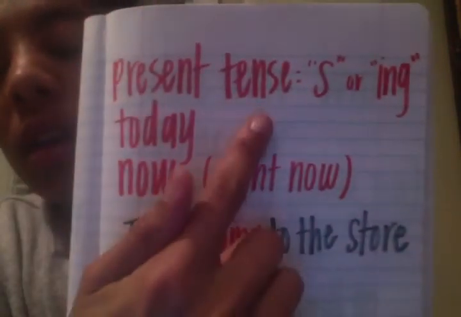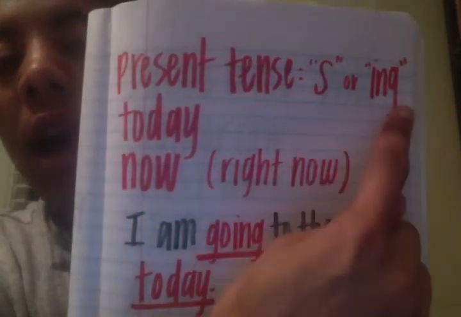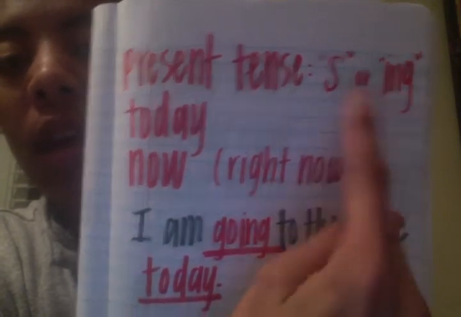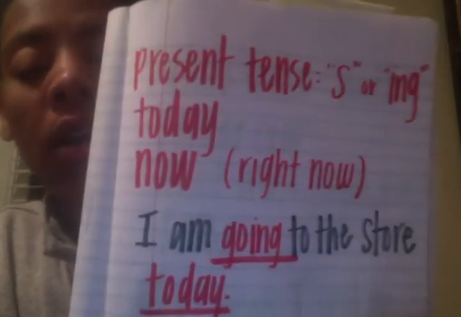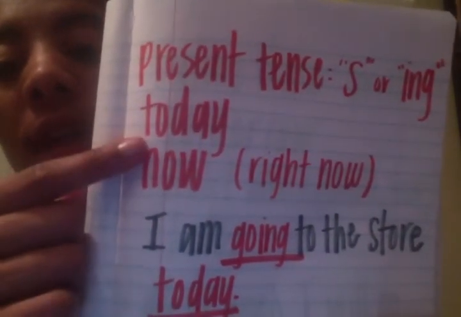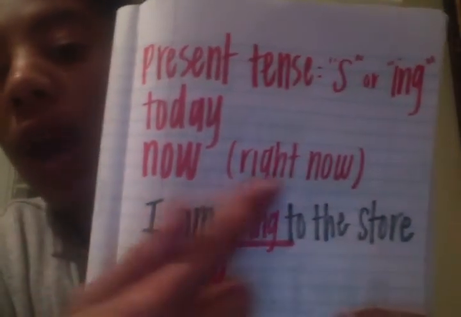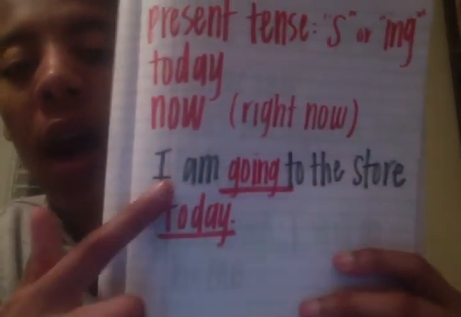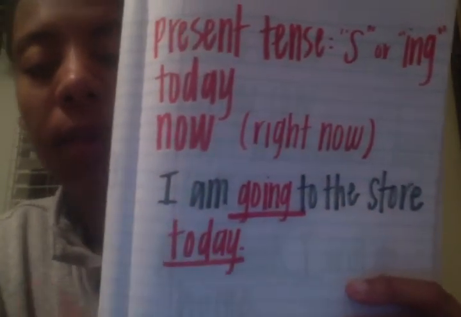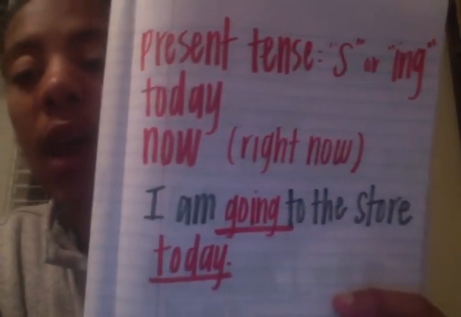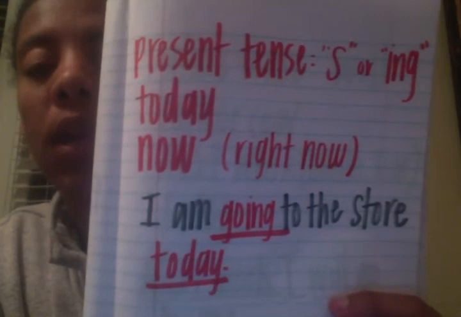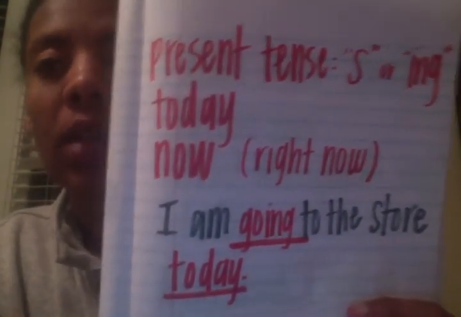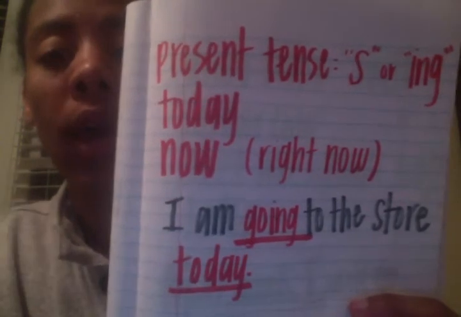Next we have present tense. Present tense verbs, we have an s or ing at the end of them. Our indicator words for present tense are today, now, right now. I am going to the store today. Today tells me that it's happening in the present. And going with the ing ending tells me that it's also happening in the present. It is happening. I am going.